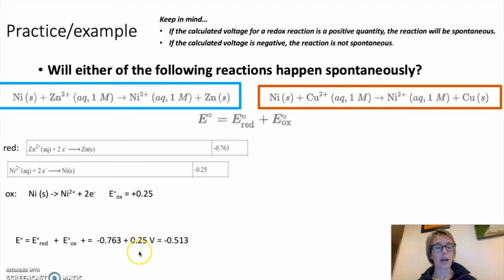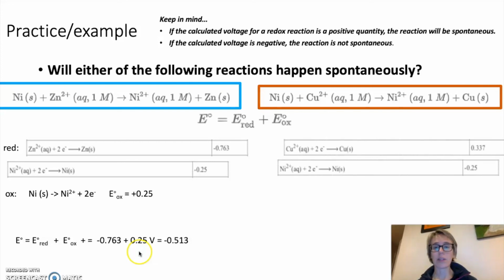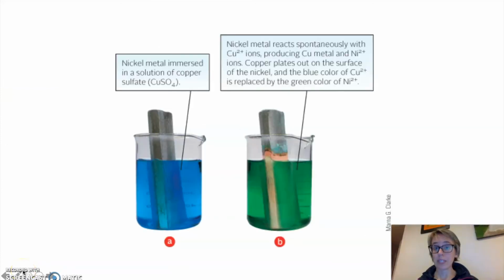meaning that this reaction is non-spontaneous. On the other hand, for the copper, if we go through that same process here, in this case, my overall cell voltage is 0.337 plus 0.25 to give me a positive value. So experimentation also backs up what that calculation is telling us. If we put a piece of nickel metal just in a copper sulfate solution, that reaction will be spontaneous.